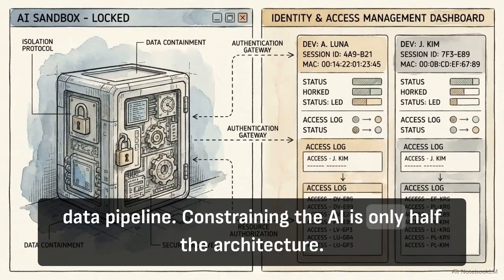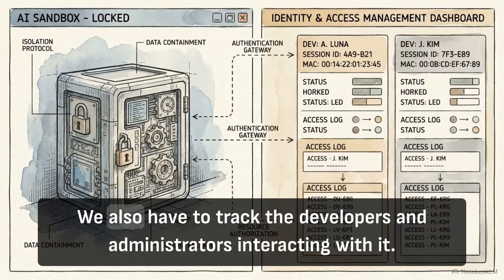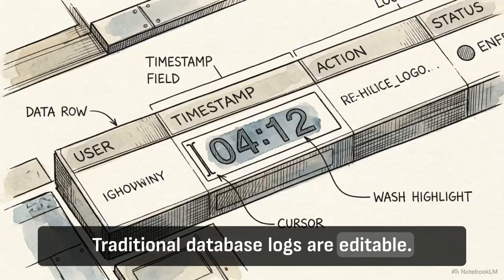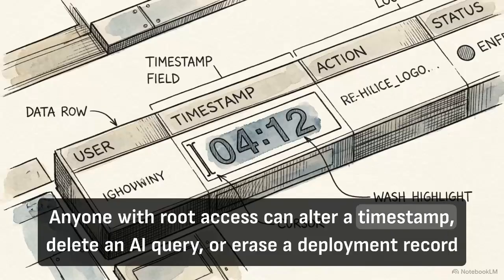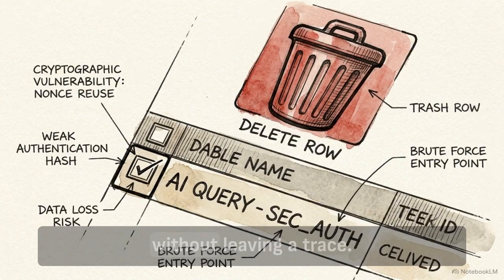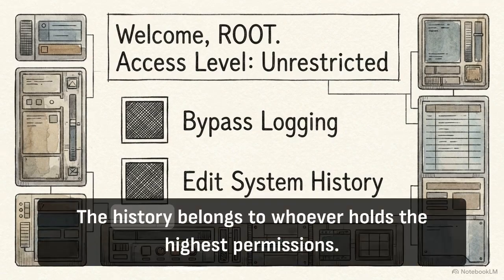Constraining the AI is only half the architecture. We also have to track the developers and administrators interacting with it. Traditional database logs are editable. Anyone with root access can alter a timestamp, delete an AI query, or erase a deployment record without leaving a trace. The history belongs to whoever holds the highest permissions.